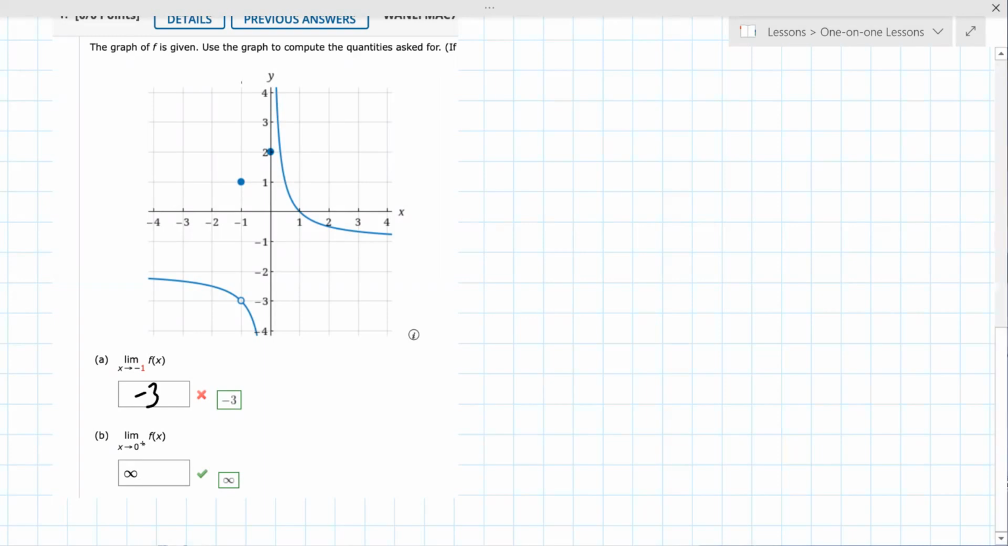Now 0 from the right. So as x approaches, here's 0 is here. From the right is this one. And see how it's going up to positive infinity.